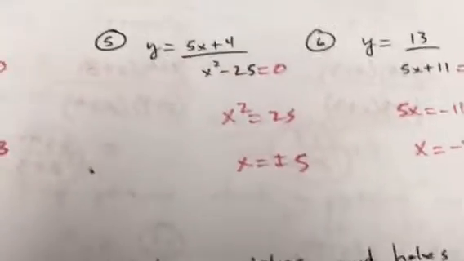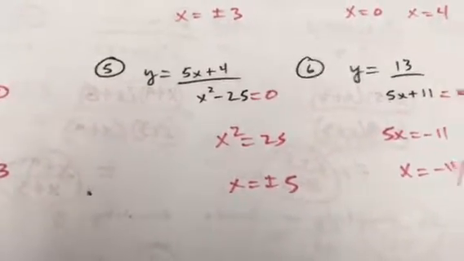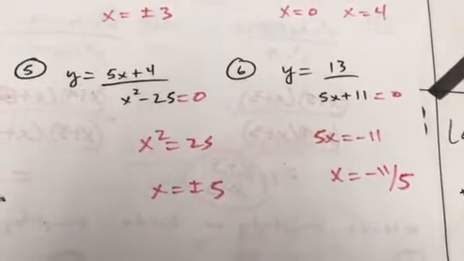Set x squared minus 25 equal to 0. Get x squared is 25, x is plus or minus 5. And lastly, set 5x plus 11 equal to 0. x is negative 11/5.